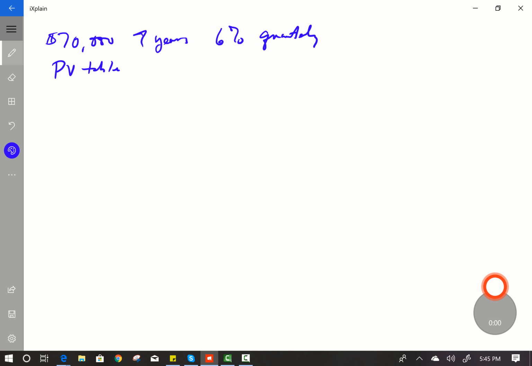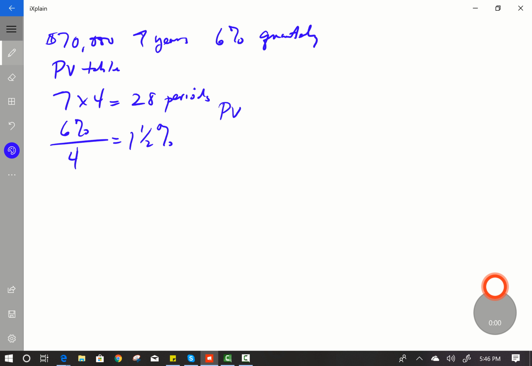Okay, so I'm going to take 7 years and multiply that times the number of times it's compounded on a yearly basis, which is 4, and that will give us 28 periods. And then I'm going to take 6% interest, divide it by the number of times it's compounded in a year, which is 4 times, and that would give us 1.5%. So now I'm going to go to the present value table and find the corresponding factor of 28 periods and 1.5%.